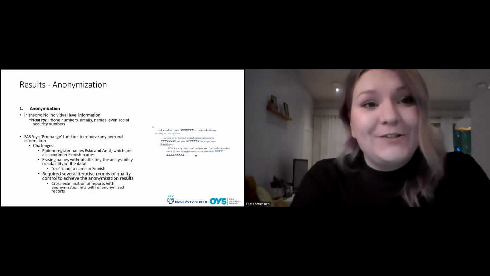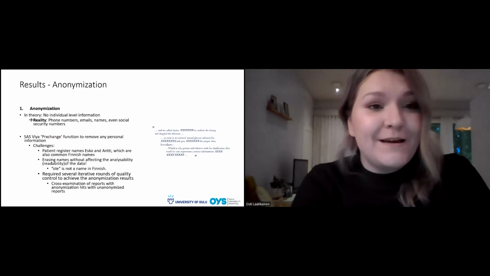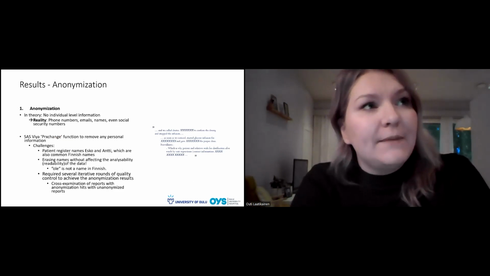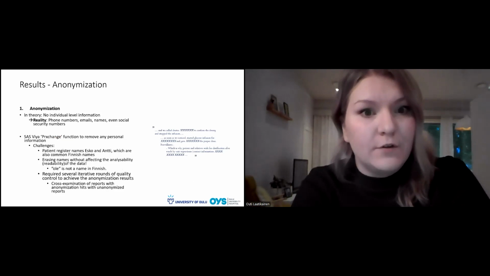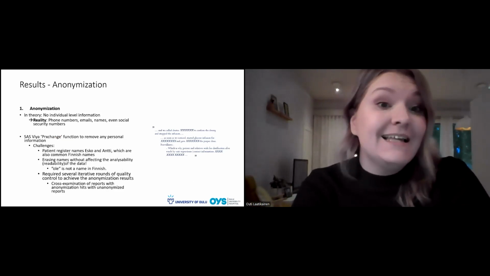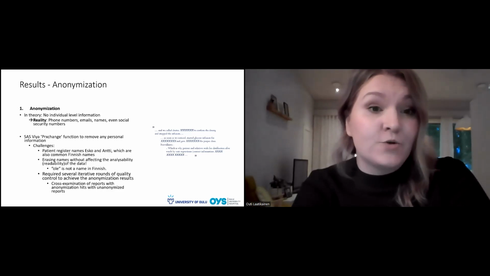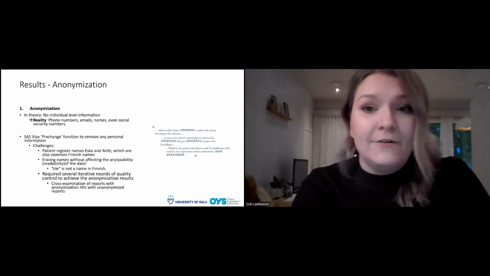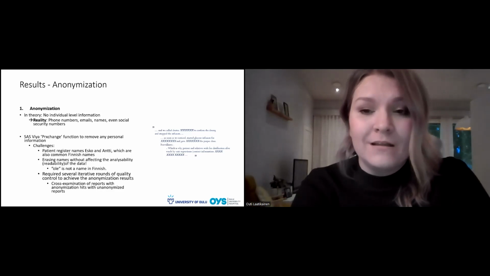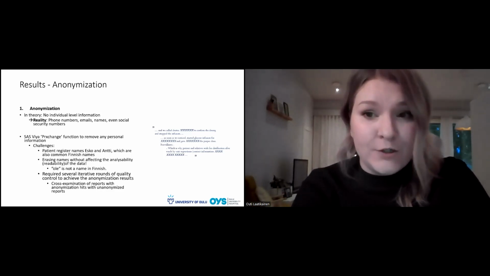So let's go straight to the results then. First up, anonymization. In theory, medication error reports and HYPRO reports are spontaneous reports, and they should not contain any individual level information. But in reality, they do contain phone numbers, emails, names, and even social security numbers. For whatever reason, this information is sometimes put into the narrative part of the reports. And on the right, you can see examples of such cases. They're not actual reports, of course, but very realistic cases of situations where individual level information would be in those reports.